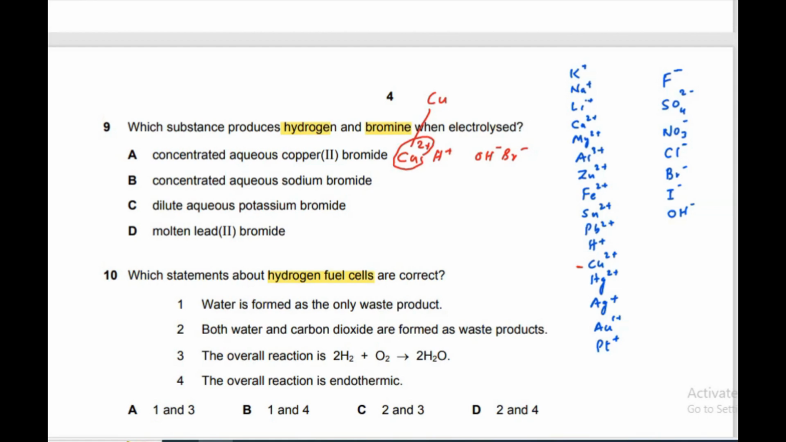In the concentrated solution, the more reactive ion, the one which is present above, will be electrolyzed. So we will get the two products by electrolyzing the concentrated aqueous copper(II) bromide, copper and bromine. Concentrated aqueous sodium bromide. So in this case, we will also get hydrogen, H2, and bromine.